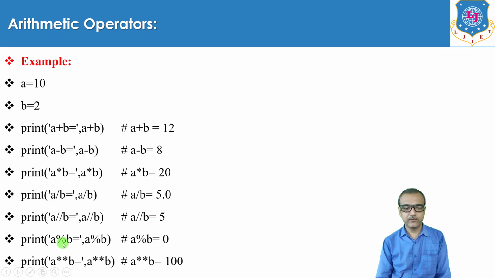Print of a modular division b equals to comma a modular division b. So what will be the output of this print statement? So a modular division b, that is equals to, now divide 10 by 2. So the answer is 5, but the remainder is 0. So the modular division will give us the remainder on dividing a by b. Now print of a double star b equals to comma a double star b. Now what a double star b will be? It will give us 10 raised to 2, and 10 raised to 2, that is 100.